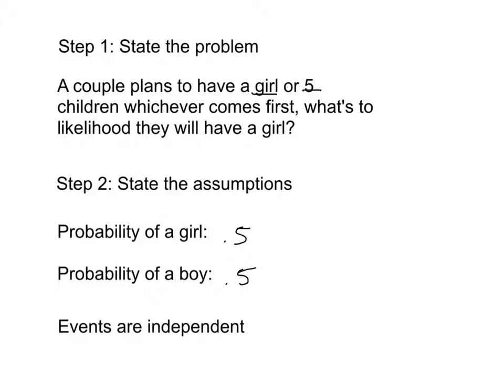Sometimes they'll throw in kind of a trick question on tests for probability, like if a couple has 3 boys, what's the probability that their next child will be a boy or a girl? And the answer is always going to be 0.5. Because the births are independent, it doesn't matter how many children you have before.